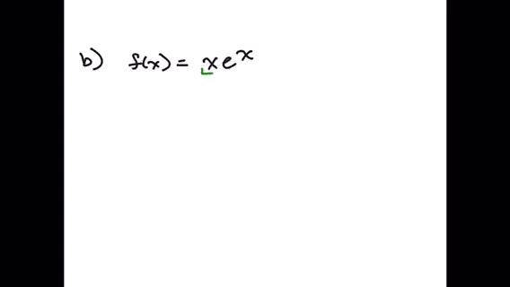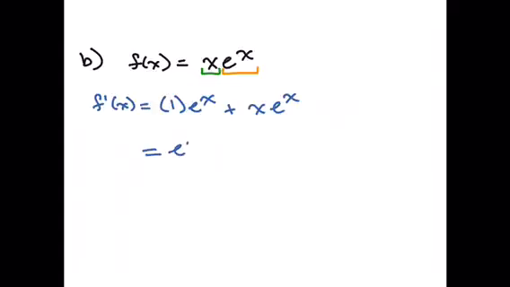In this problem, my first function is x, my second function is e to the x. So when we take the derivative, we get the derivative of the first, well the derivative of x is 1, times the second, plus the first, well that's x, times the derivative of the second, well the derivative of e to the x we just said is e to the x. So, writing out my final answer, I would get e to the x plus x times e to the x.